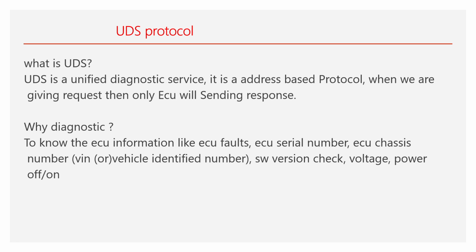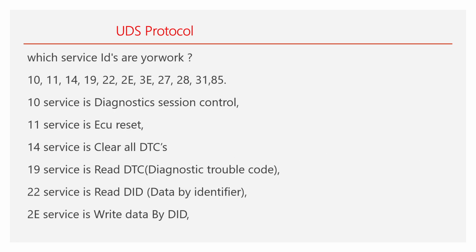This type of testing is done with the help of the UDS protocol. When we give the request, only then will the ECU give the response, and this is known as the UDS protocol. It is also an address-based protocol. Next, what services have we worked on? There are different services, almost 100 services. Among all of them, these are the most useful and most used: 10, 11, 14, 19, 22, 2E, 3E, 27, 28, 31, 85.